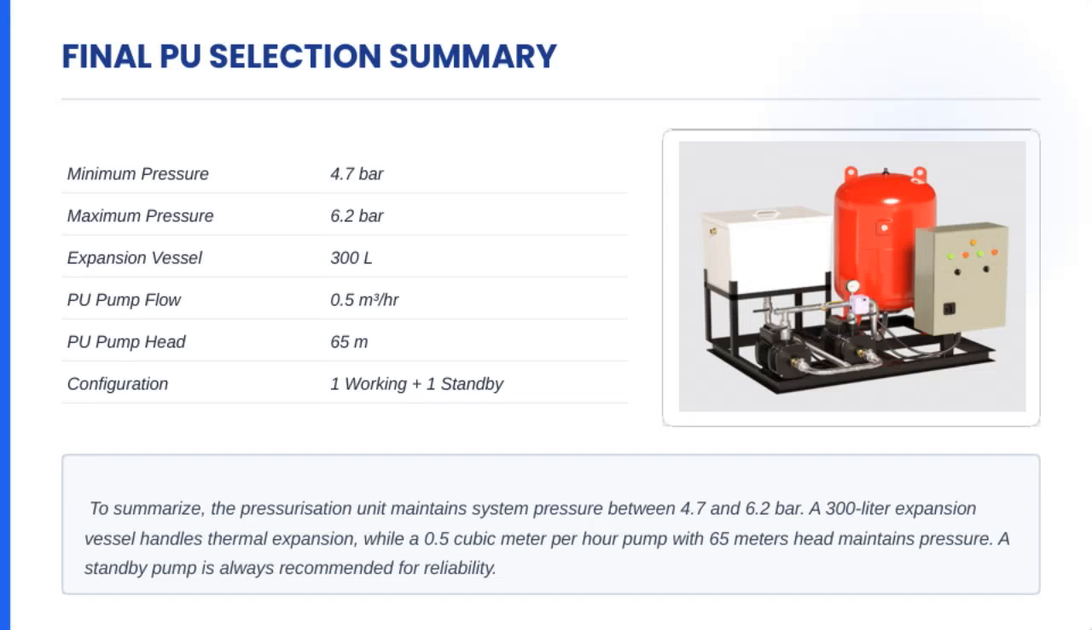In this final slide, I want to give you a clear summary of the pressurization unit selection. First, the system pressure is maintained within a range of 4.7 to 6.2 bar, ensuring reliable operation without overpressurizing the system. The expansion vessel, which is 300 liters, plays a crucial role in accommodating thermal expansion, preventing pressure spikes as the system heats up. The pump we've chosen has a flow rate of 0.5 cubic meters per hour, and it provides a head of 65 meters, which means it's capable of maintaining consistent pressure throughout the system, even at higher elevations or longer pipe runs.